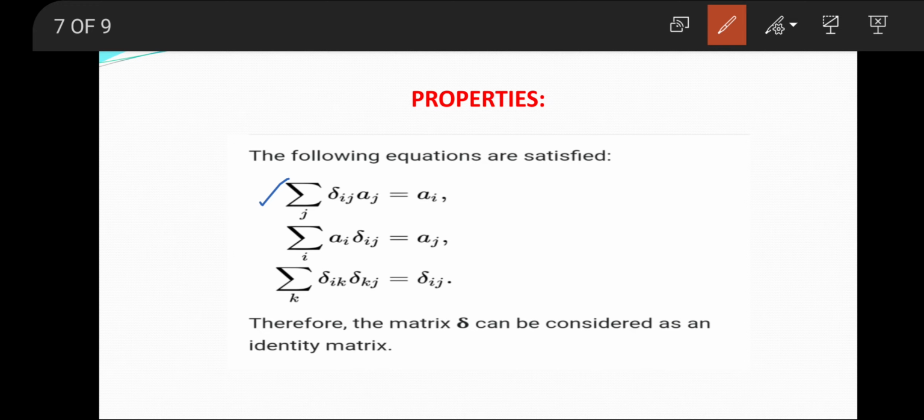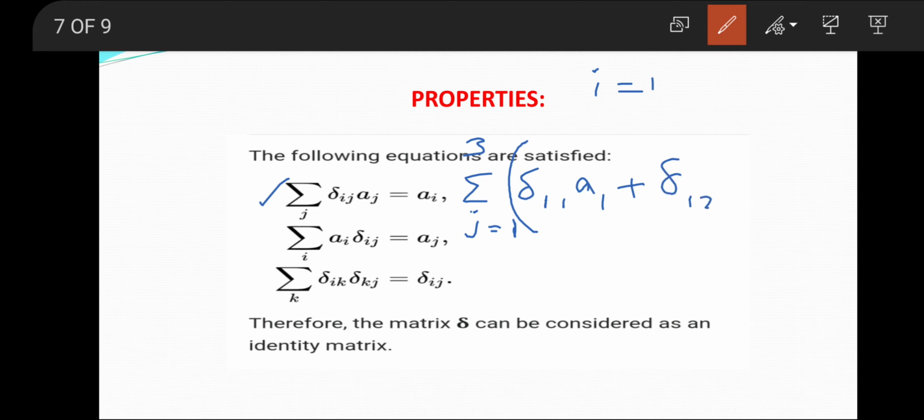Suppose we do the summation over j, that is from 1 to 3. Let us consider an example, since we are doing summation for the j value, suppose the i value is fixed as 1 for example, and j is 1 to 3 since summation, which means delta 1 1 a1 plus delta 1 2 a2 plus delta 1 3 a3.